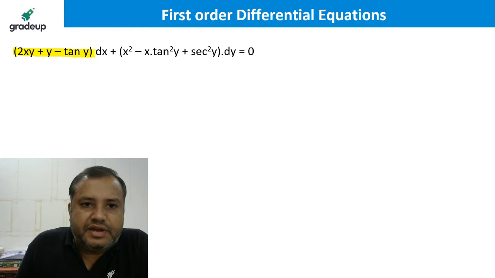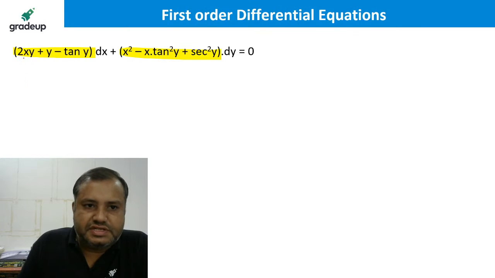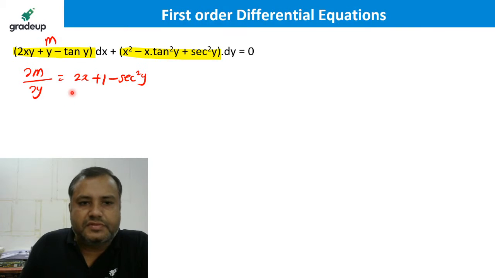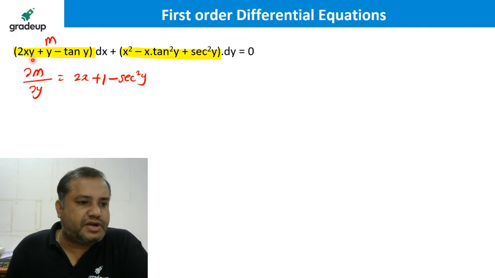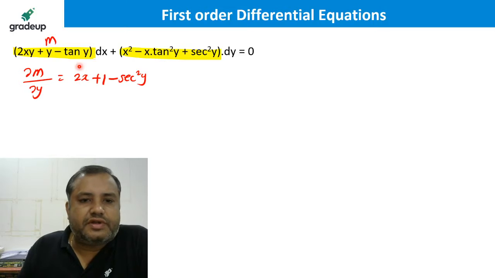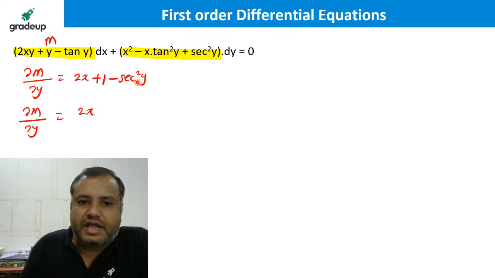This is of the pattern M dx plus N dy. So here this is M. Partially differentiate M with respect to y. So twice x plus 1 minus sec square y. Derivative of twice xy with respect to y is twice x. Derivative of y is 1. Derivative of tan y is sec square y. Take minus common. Sec square y minus 1 is tan square y.